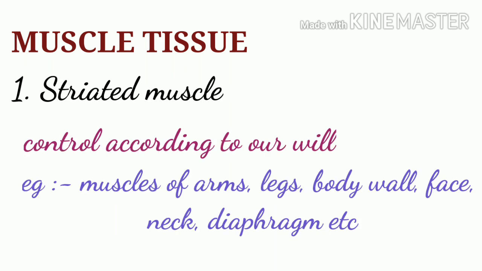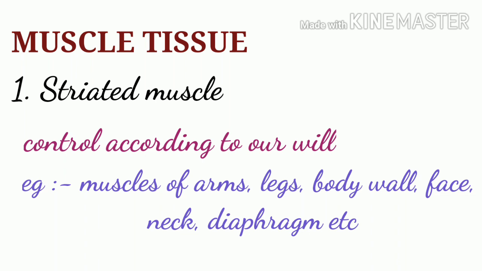The first one is the striated muscle. They are under the control or the will of an individual. The muscles in your arms and legs are examples of striated muscles because we can move them when we need it. The common places to find such muscles are the arms, the legs, the body wall, face, neck, diaphragm, etc.